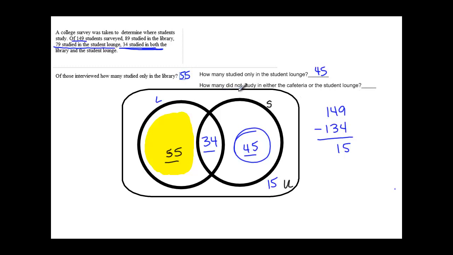And then how many did not study in either the cafeteria or the student lounge? So now we're looking at the complement of the union of those two sets. So these would be all of the students who studied in one or the other. The complement of that would be 15, the students who did not study in either the cafeteria or the student lounge.